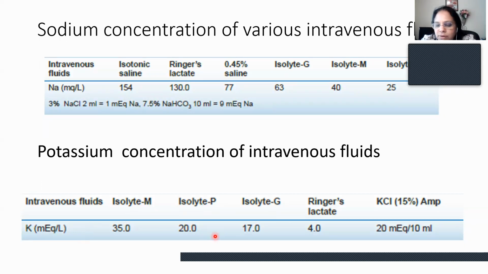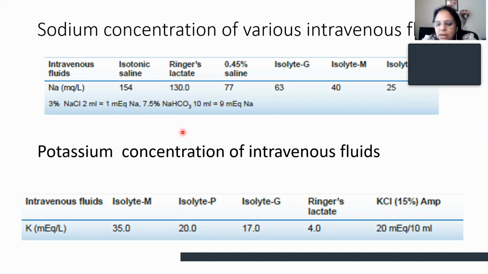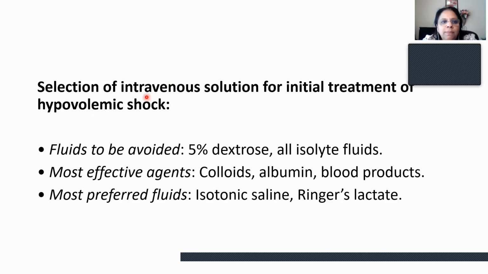And now we are having different solutions. Okay. So these are called balanced solutions. We have Ringer's lactate already, and we have Ringer's with acetate as well. Okay, I put that also. So, the selection of intravenous solutions for initial treatment of hypovolemic shock. This is it. Now I am talking about hypovolemic shock.